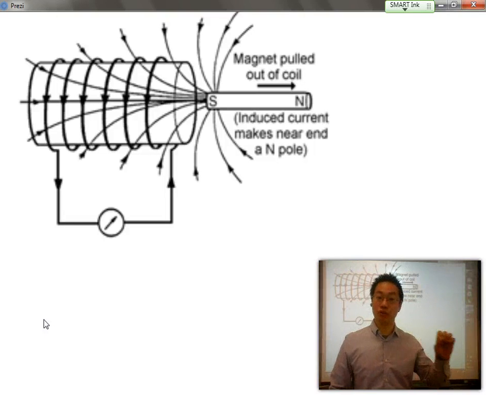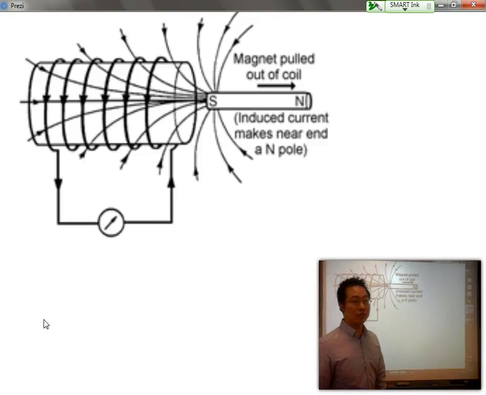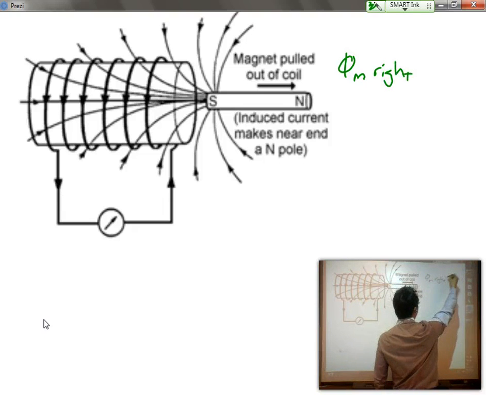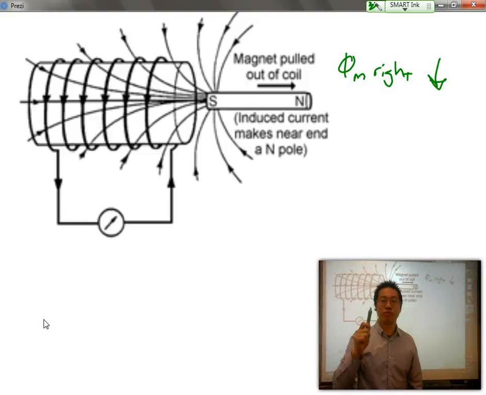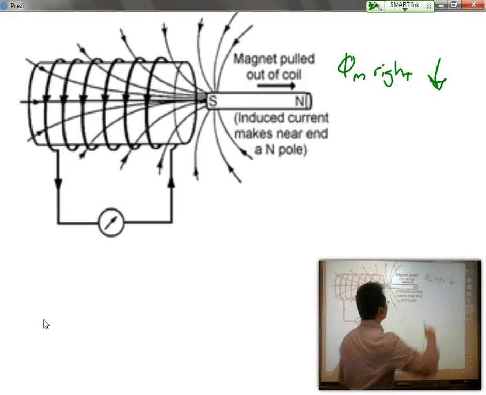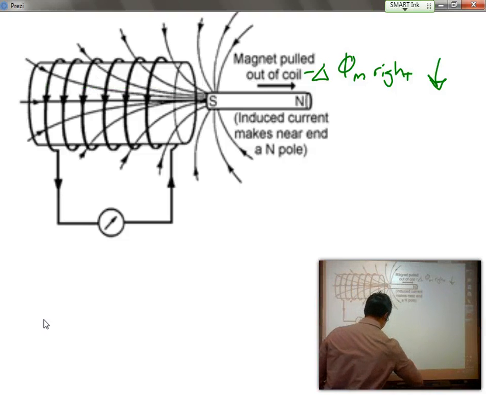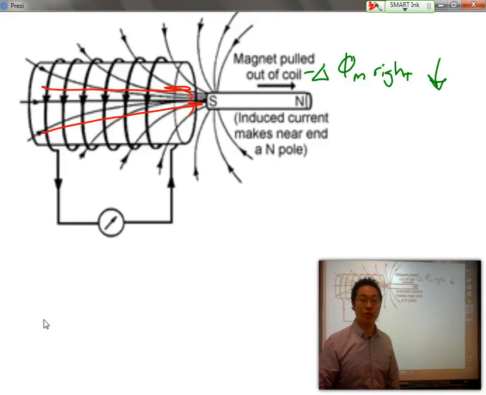Now, if we take a look at the next scenario, when we're pulling the magnet out of the loop, the magnetic flux that was going to the right is getting weaker. It's decreasing. But as I said, the loop will oppose any sort of change. So in this case, there's a negative change in flux. Normally, the magnetic field is going to the right, going into south, and that's created by the magnet itself. But it's getting weaker and weaker.